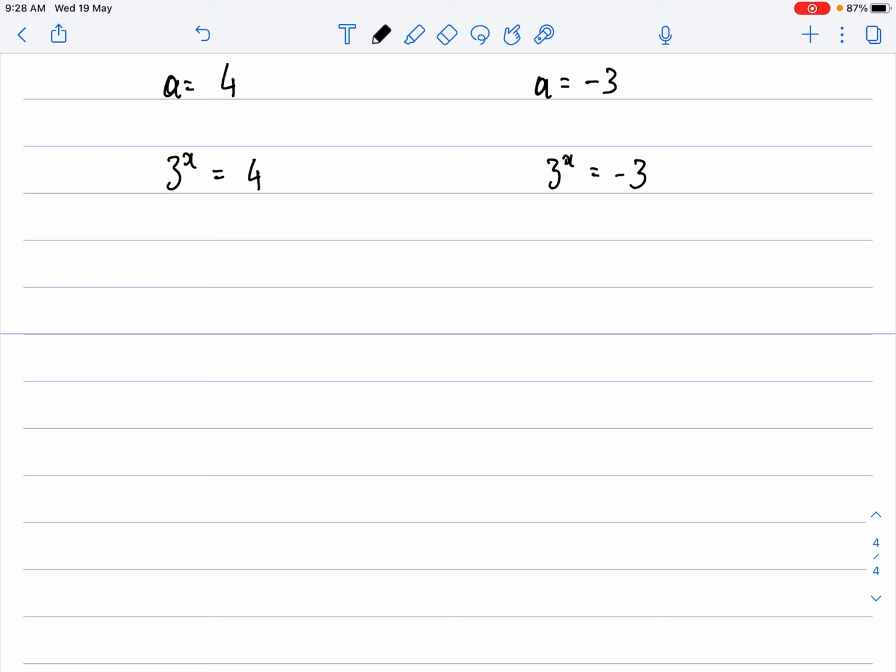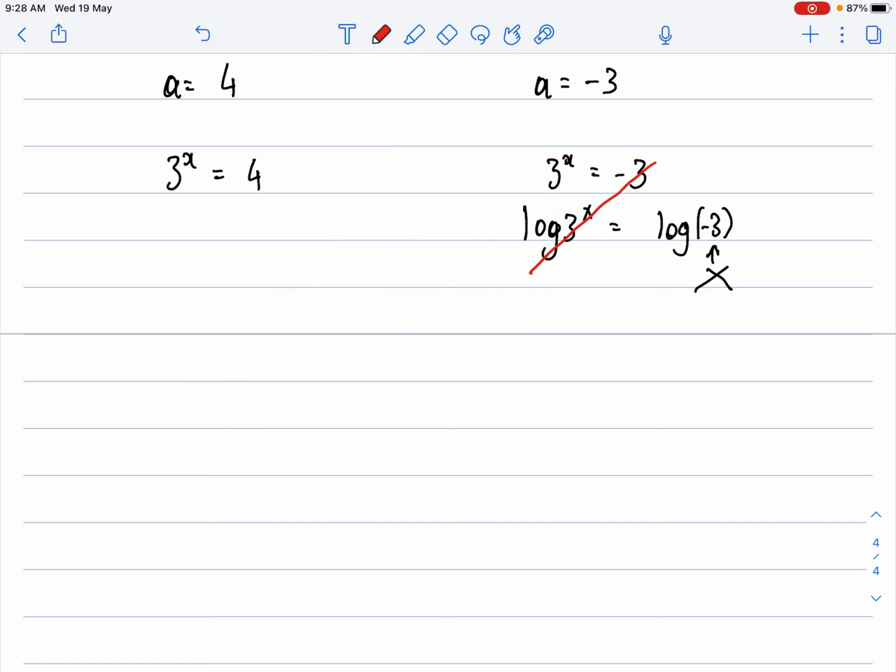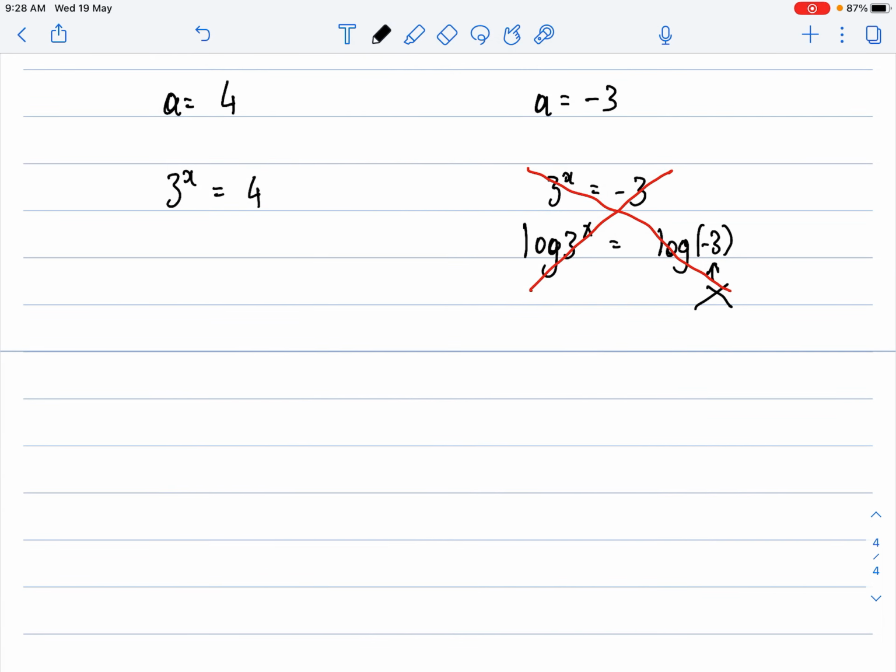So I can start, let's say I start from here. I can say this is log 3 raised to x equals to log of minus 3. But now if you see, log of a negative number is not possible. That means this option is striked out. We can't get a value of x from here. So now I'll try the other method. This is basically, I'll try to log both sides here.